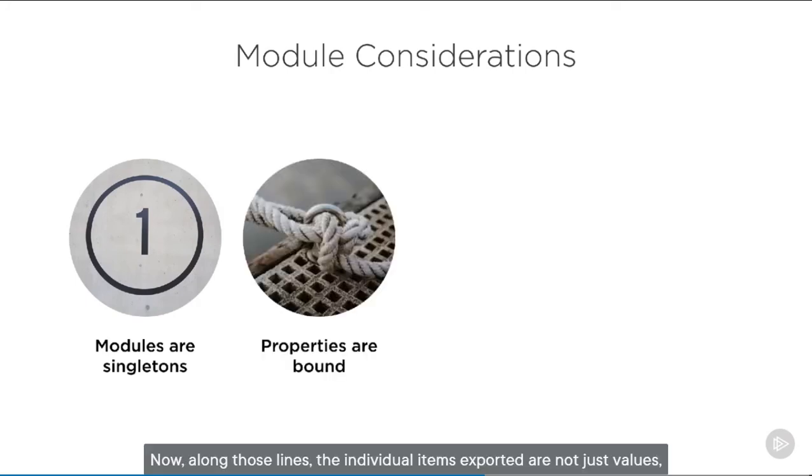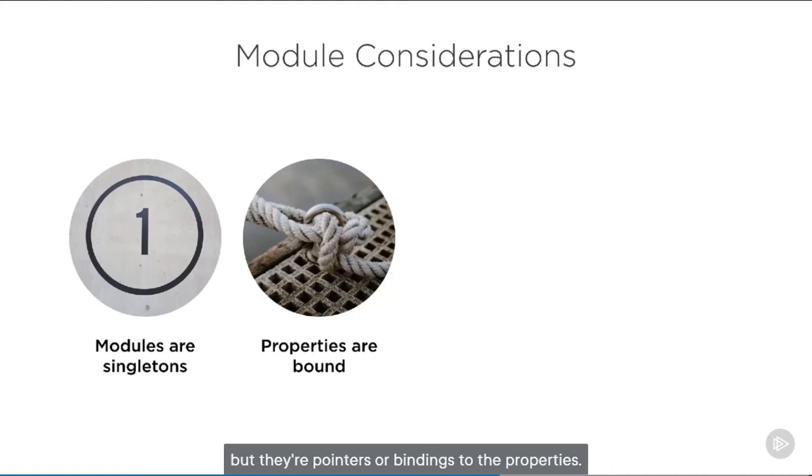Now, along those lines, the individual items exported are not just values, but they're pointers or bindings to the properties. We'll dig a little bit more into that later, but just know that if something is exported and then changed, it changes everywhere.